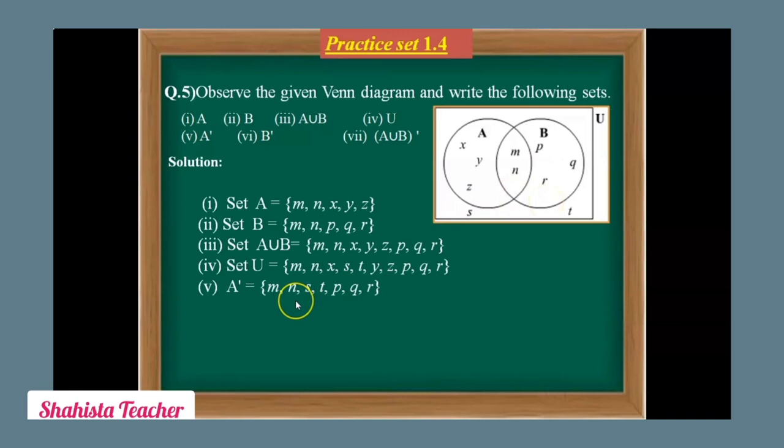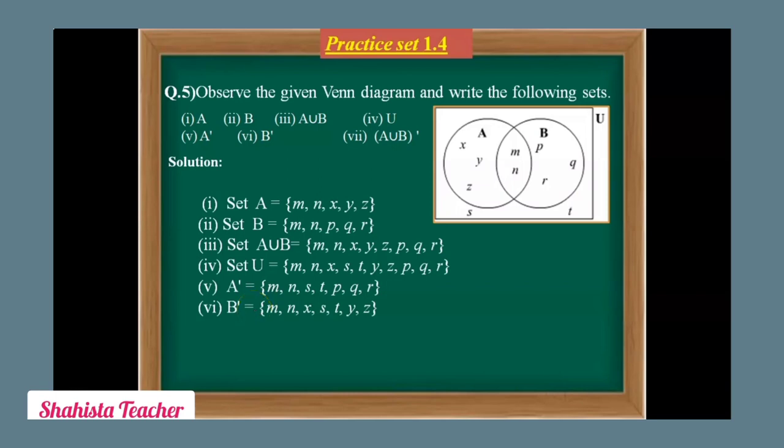Okay. After this, B complement. Same like that. But B complement says that which does not contain this P, Q, R. Out of this PQR, the remaining elements we will write in B complement. So here B complement is M, N, X, Y, Z, S, T. Each and every element, but only PQR we will not write. So that is B complement. So here we will write B complement is M, N, X, S, T, Y, Z. But P, Q, R will not come in B complement.